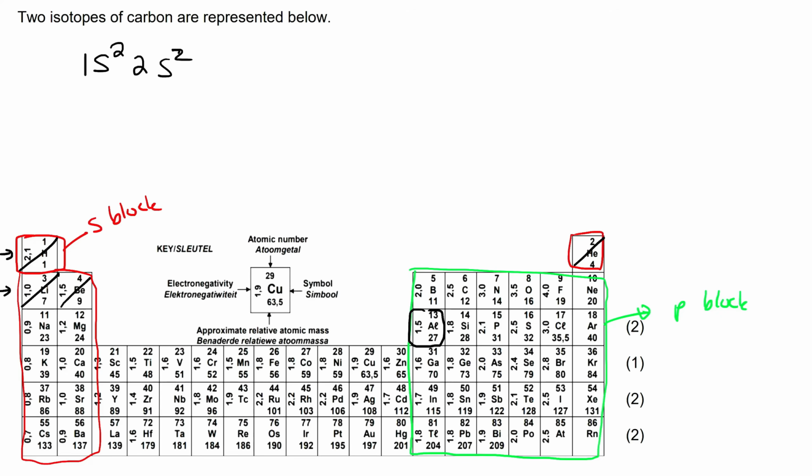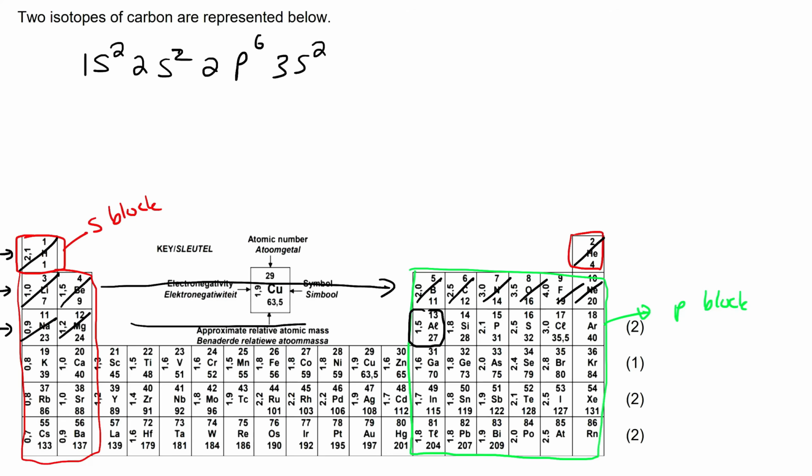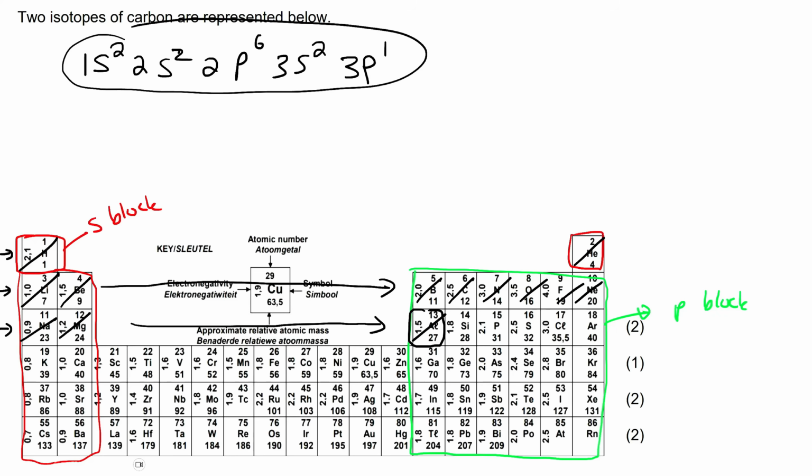Now we're still in row 2, but now we're entering the P block, and we're going to cross off 1, 2, 3, 4, 5, 6 things. Now we're going into row number 3, where we're going to enter the S block, and we're going to cross off 1 and 2. And now we're still in row number 3, but we enter the P block, where we're going to cross off 1 thing, and then we are at aluminium. So that is the electron configuration of aluminium, for example.